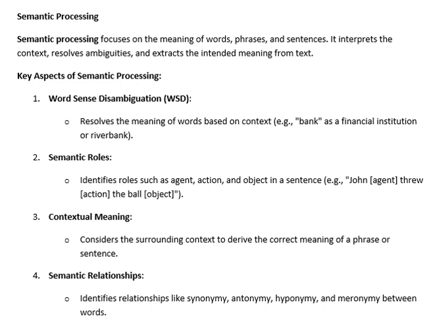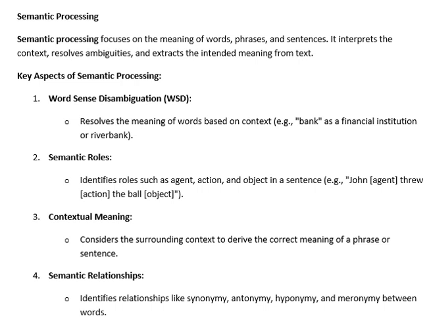Now let's move on to semantic processing. It also focuses on the meaning of words, phrases, and sentences. It interprets the context, resolves ambiguities, and extracts the intended meaning from the text. Semantic processing in AI involves understanding the meaning and context of language to go beyond simple keyword matching. For example, search engines understanding user intent, such as a lightweight laptop for travel instead of just laptop. Customer service chatbots offer more accurate responses to complex queries, and sentiment analysis identifies emotions or opinions in the text.